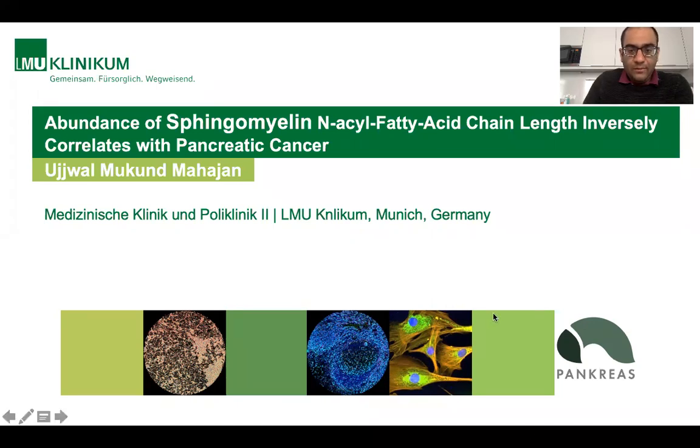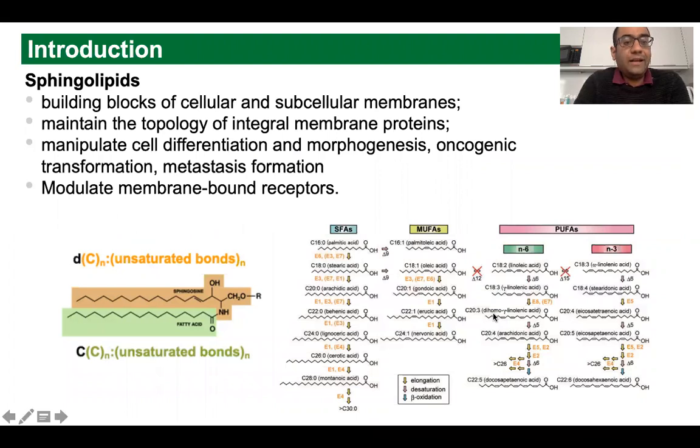So, why sphingolipid? Sphingolipids are the building blocks of the cellular and subcellular membrane and maintain the topology for the integral membrane protein. Sphingolipid is known to play a role in cell differentiation and morphogenesis, and in principle it works with the oncogenic transformation and metastasis formation.